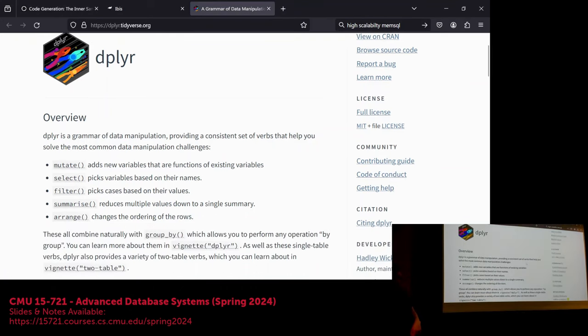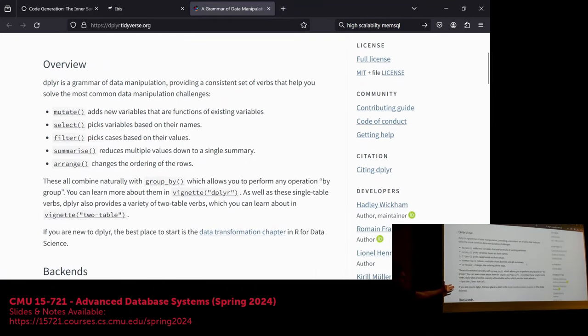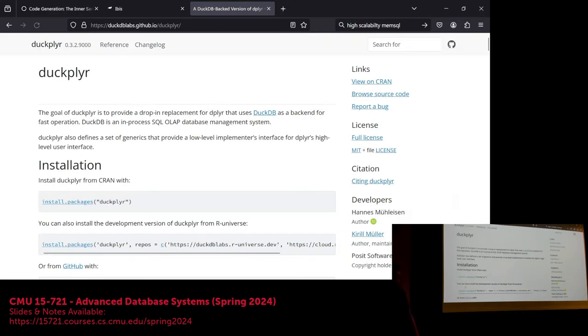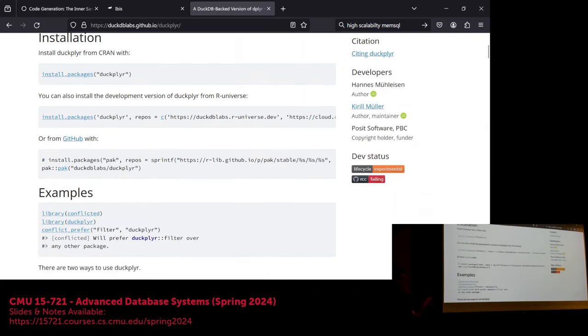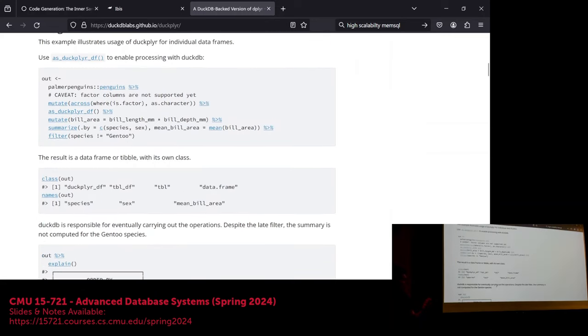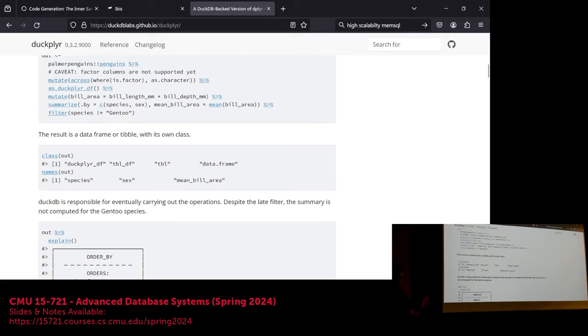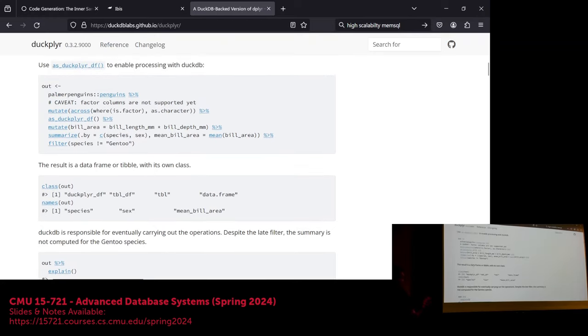First, scroll down. You see they have these basic primitives, and then they have different backends, and here's the one for DuckDB, right? It's a drop-in replacement for dplyr that uses the same API. But what's going to happen is when I write code against this thing, it's actually not going to generate SQL. Here's the data frame. Here's the query.